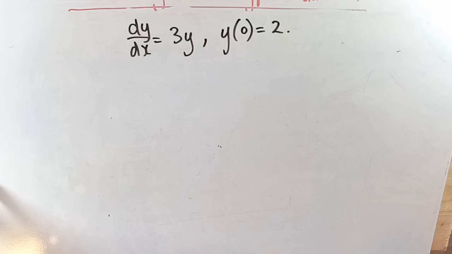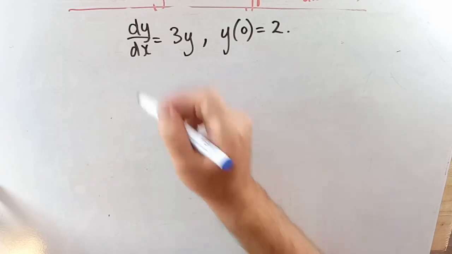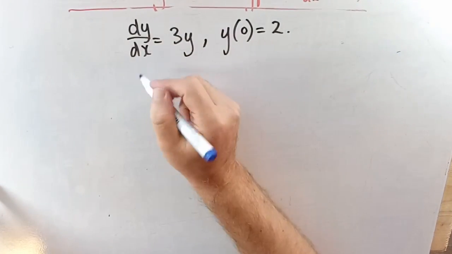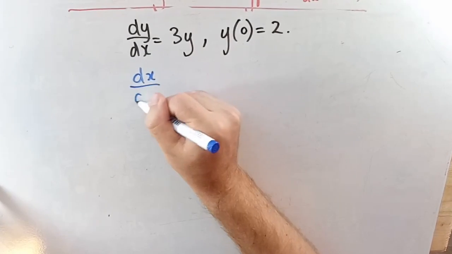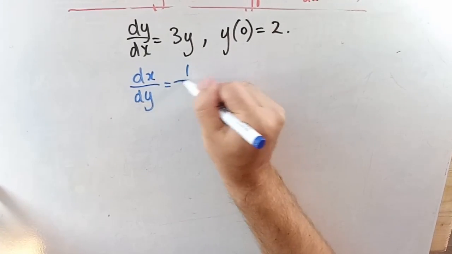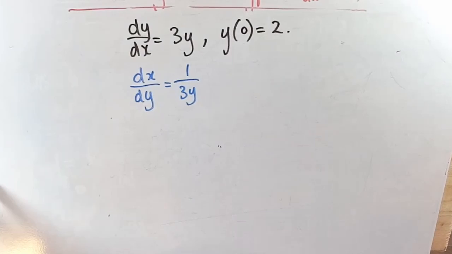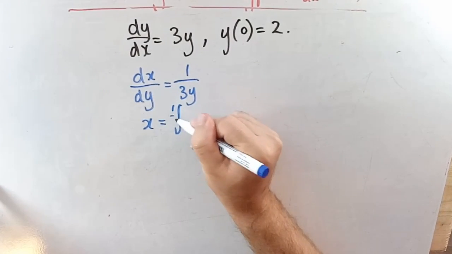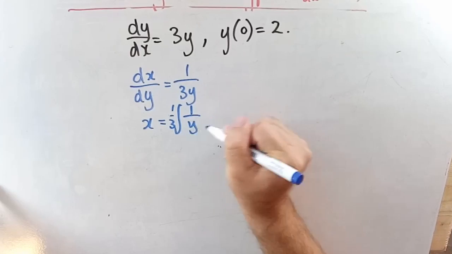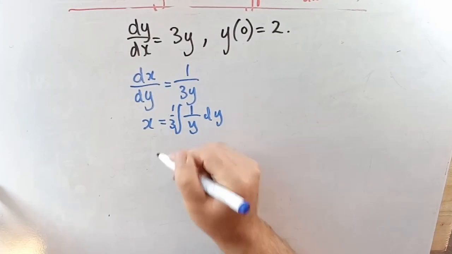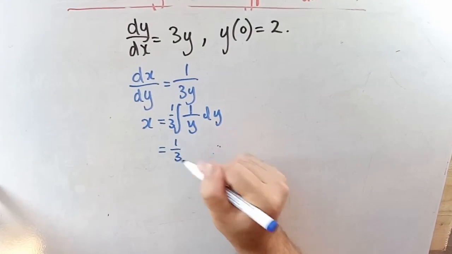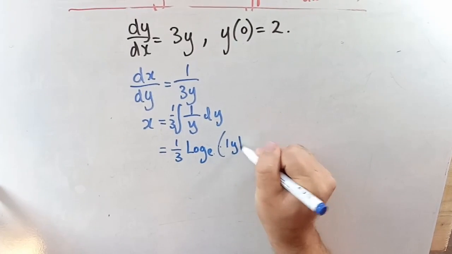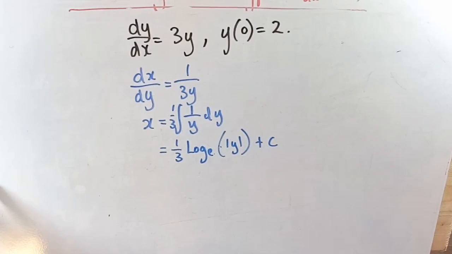Okay, so I think this is a better way to do it. So I'm going to do the same thing and flip. I'm in this form, so I flip the fraction, dx/dy equals 1 on 3y. And then I go x is equal to, I'll just skip a little step here, integral of 1 on y dy, which is 1/3 of log to the base e of y plus c.